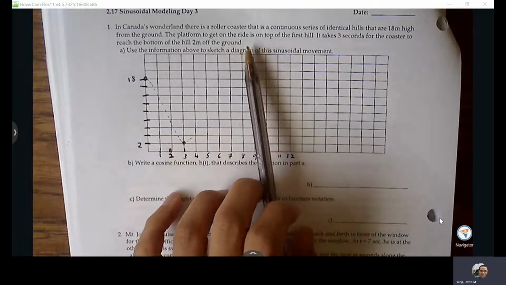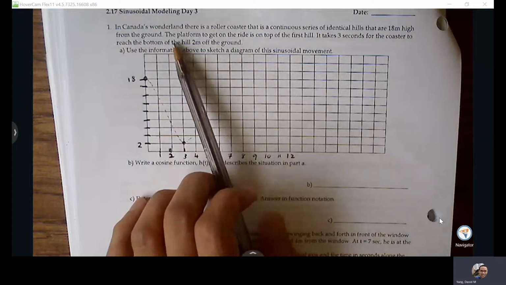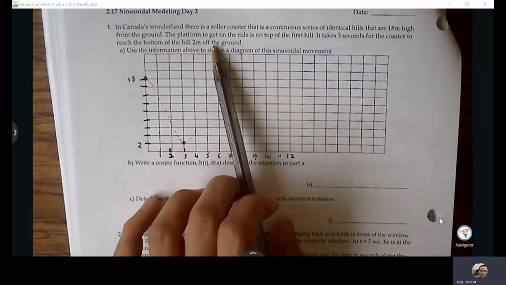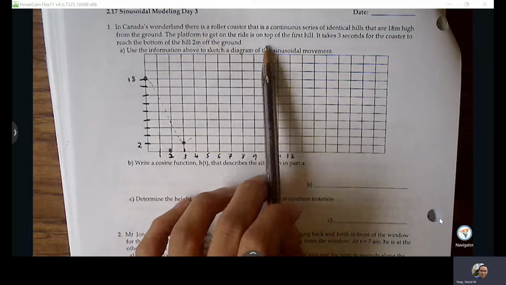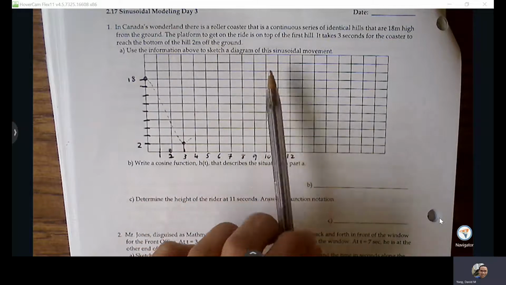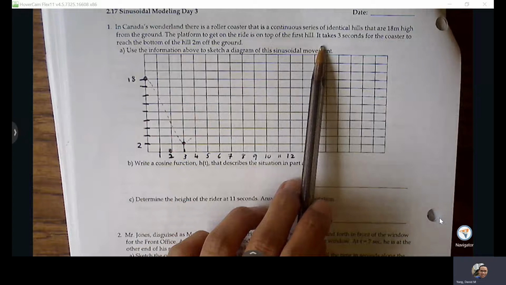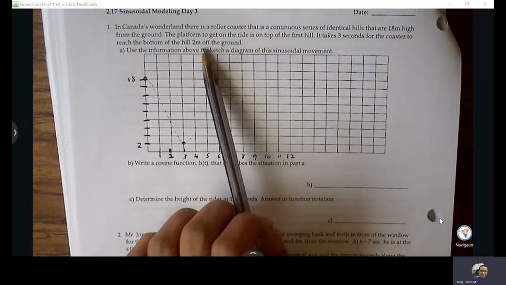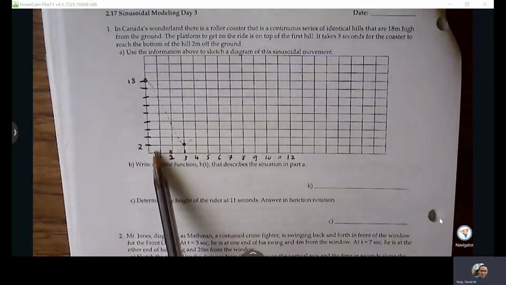In Canada's Wonderland, there's a roller coaster that is a continuous series of identical hills that are 18 meters high from the ground. The platform to get on the ride is on top of the first hill. It takes 3 seconds for the coaster to reach the bottom of the hill, 2 meters off the ground.